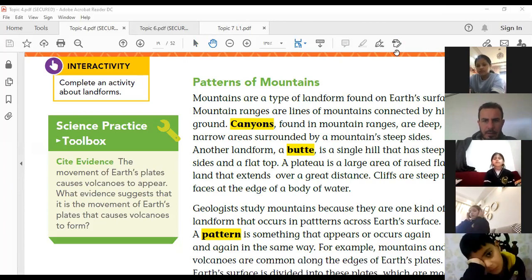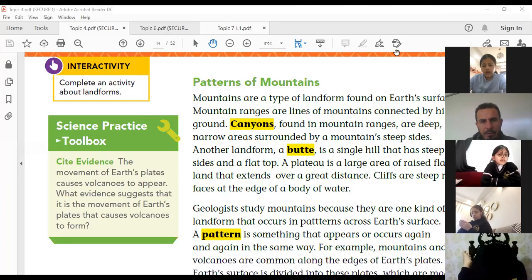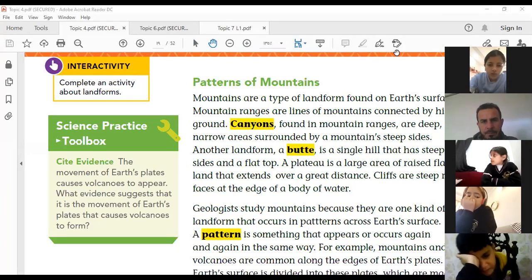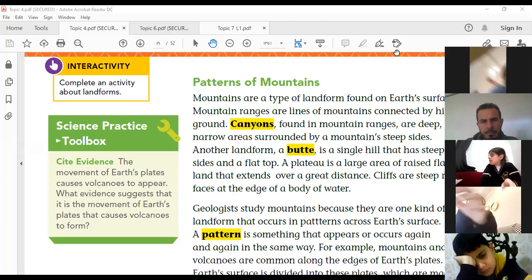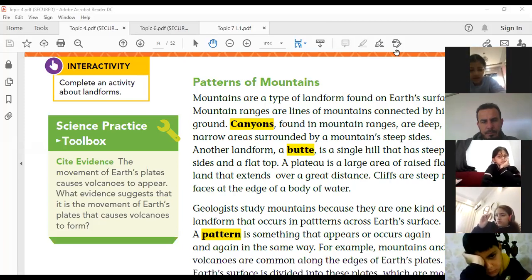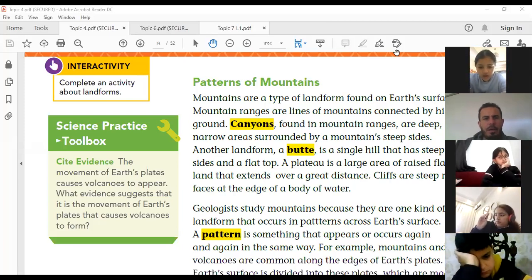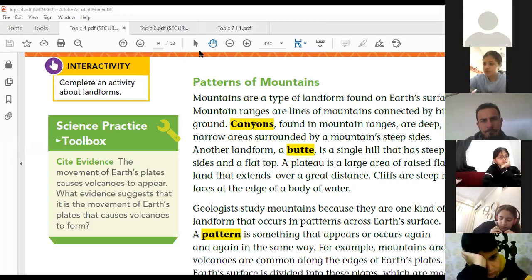Okay. Natalie, can you explain for me what is a canyon? Teacher, it won't let me see if my mic is open, because this waiting sign is still here, so I can't press anything. Okay, Yusuf Abidat. Good morning, Yusuf. Good morning. What is a canyon? Found in mountain ranges, canyons are deep, narrow areas surrounded by steep mountain sides.